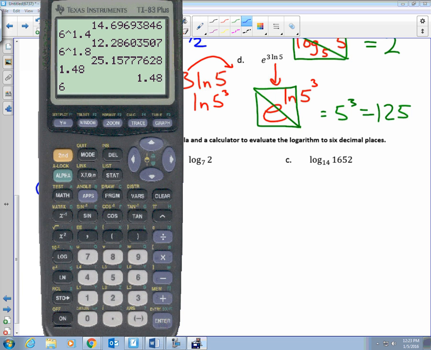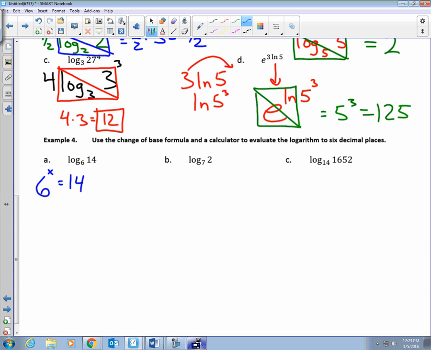6 to the 1.48. 6 to the 1.47. Okay, so maybe 1.475. Getting tired of this? I agree. So what you could do is, in order to evaluate this, we change it to a base that we know.